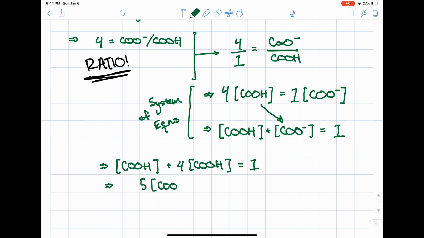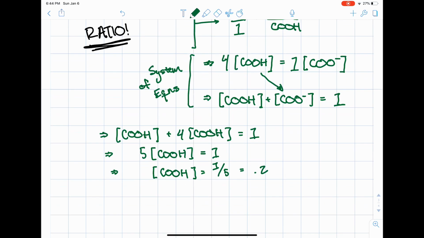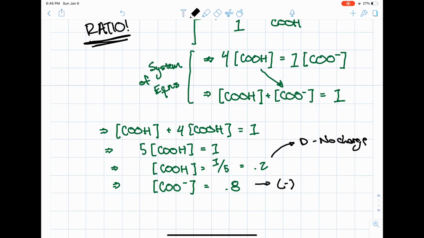Dividing both sides by 5, we get the concentration of COOH to be 1/5, which is another way of saying 0.2 or 20%. Now that we know this, we can also deduce the concentration of the base form, COO-, to be 4/5, which is 0.8 or 80%. Now, we are trying to find the charge, so since COOH has no charge, 20% would be 0, and since COO- is negative, 80% would have a full negative charge.